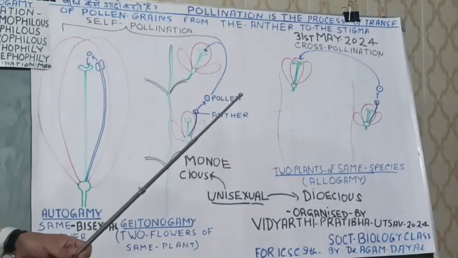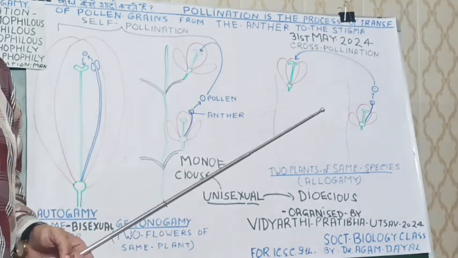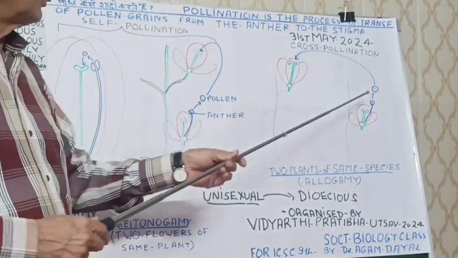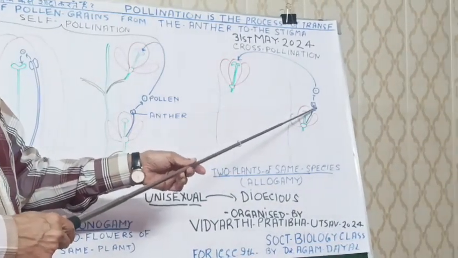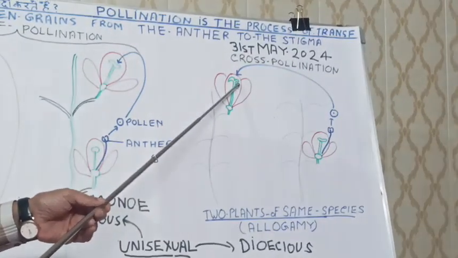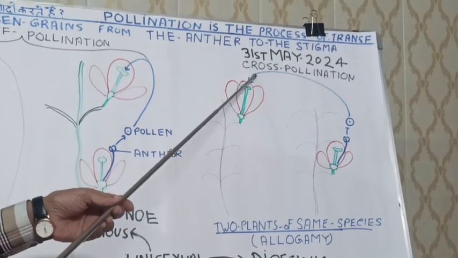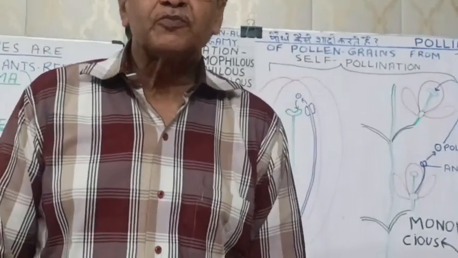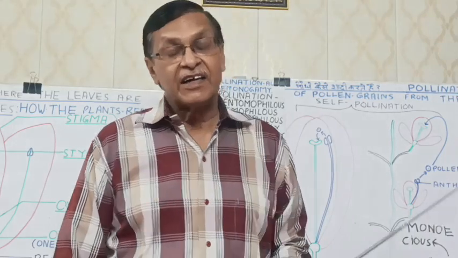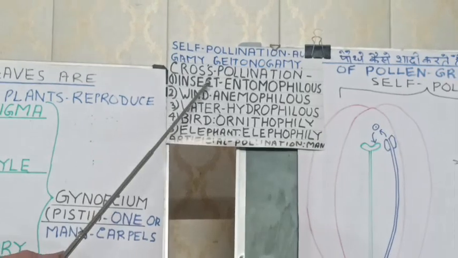Third possibility is in which male and female flowers are present on two different individuals of the same species, and pollen grain from the anther lobe of one plant goes to the stigma of the flower of another plant of the same species. It is called cross-pollination. But for cross-pollination, who will carry this pollen to the stigma? There are many possibilities.